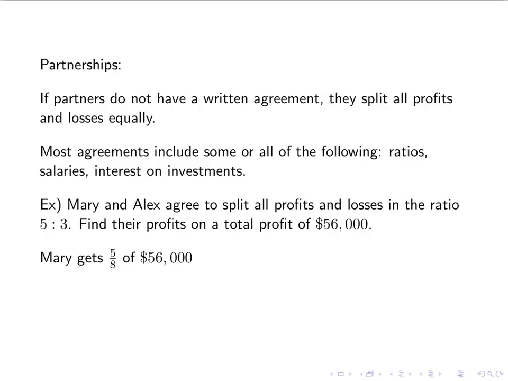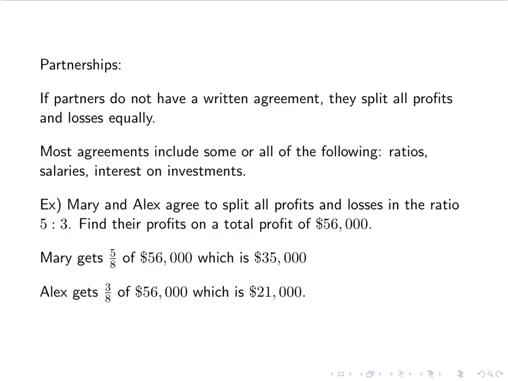So Mary's going to get 5/8 of 56,000, which is 35,000. Remember, of means multiplication, so 5/8 times 56,000. And Alex is going to get 3/8 of 56,000, which is 21,000.